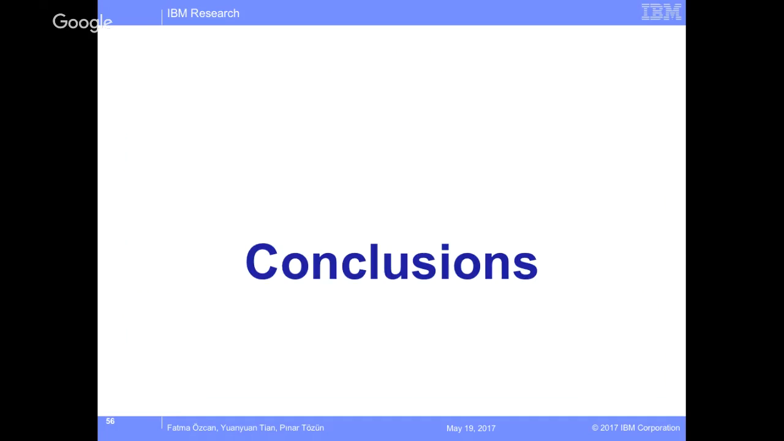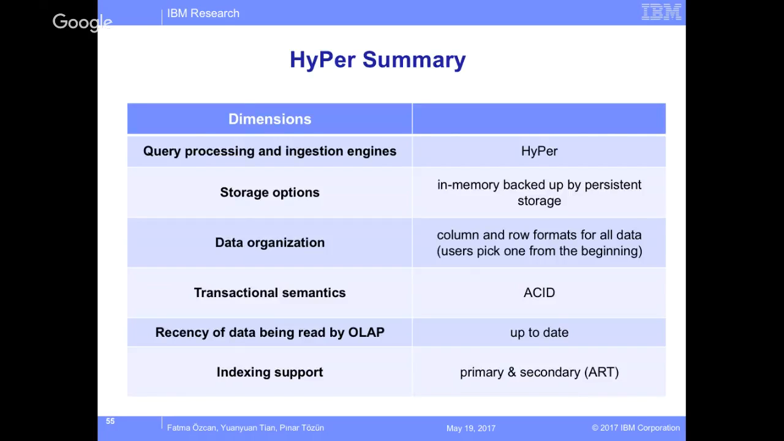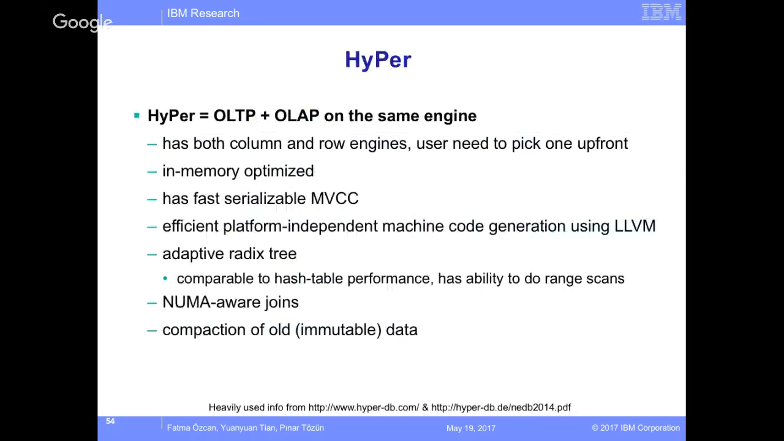About the Hyper, the row store and the column store is fixed at the beginning. Can they change on the fly? I mean, as far as I know, no. I don't know if they have a bulk process that would convert data from one format to the other. I am not aware of that.